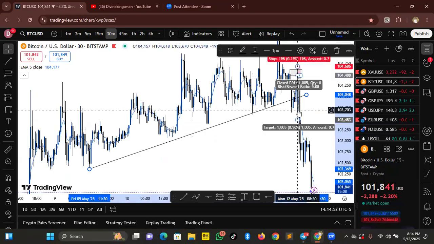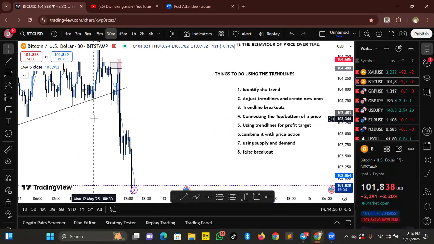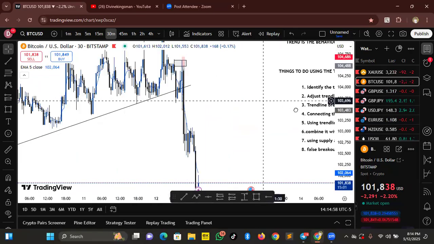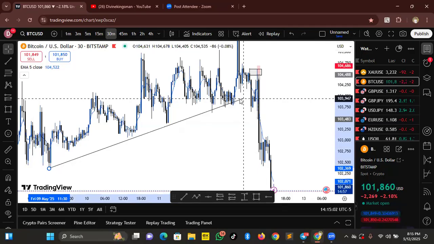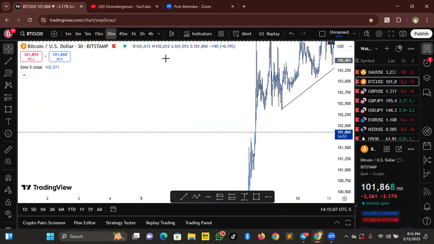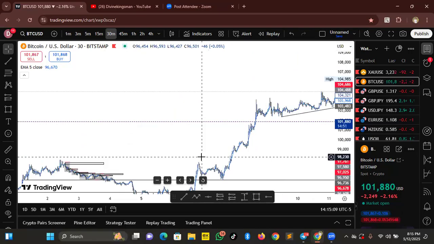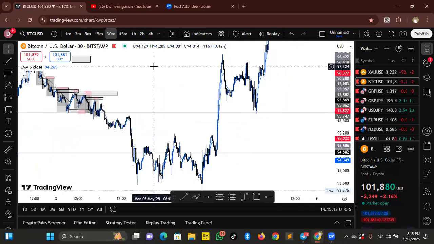So now the second thing you need to do using trend lines, right? The second thing is to adjust trend lines and create new ones. Now, let's say this was my trend line, right? And okay, this I showed you for an uptrend. Now, before I go to number two, let me show you how you connect a trend line for a downtrend, right? Let me show you how we do that.